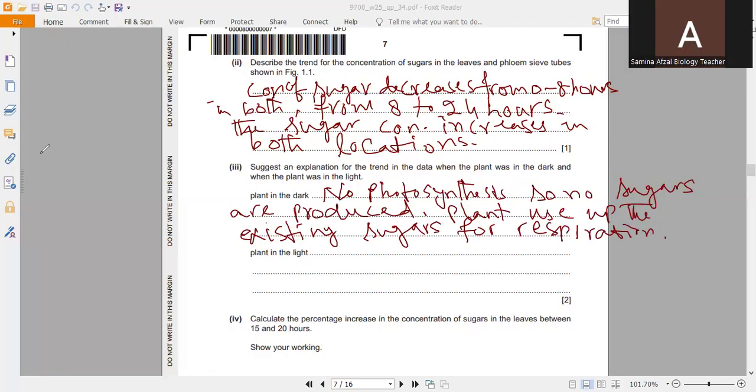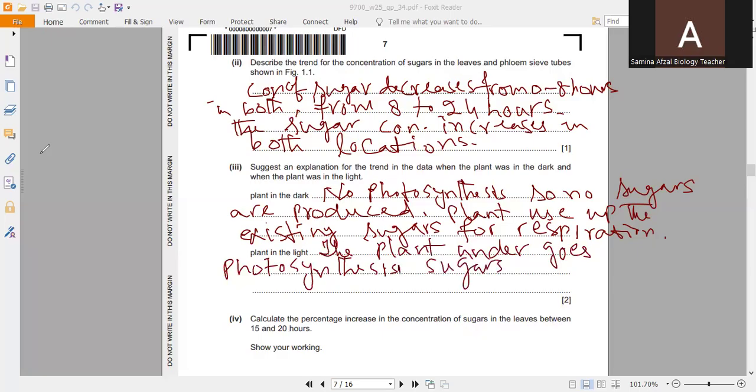And what about 8 to 24 hours? The plant undergoes photosynthesis, which rapidly produces triose sugars. Sugars are being produced.